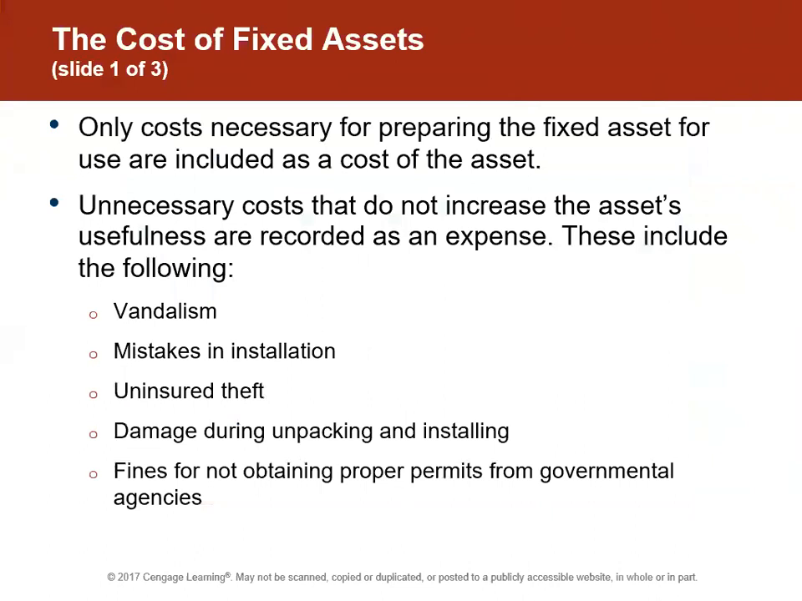We're not going to go into this, and you won't have to know it. But we do sometimes incur additional costs that aren't included in the cost of the asset. If it's an unnecessary cost, we're just going to expense it out. So if there's vandalism or some type of mistake made, uninsured theft, damage, fines for not getting the proper permits on time, any of those costs are what we would consider abnormal costs, and we're not going to put those in the cost of the asset.